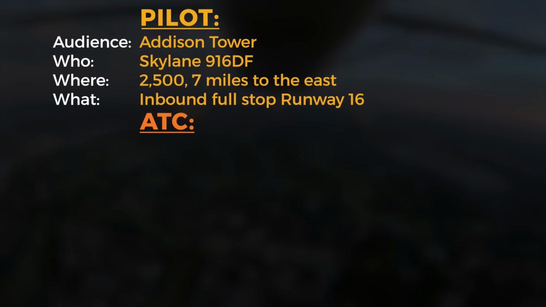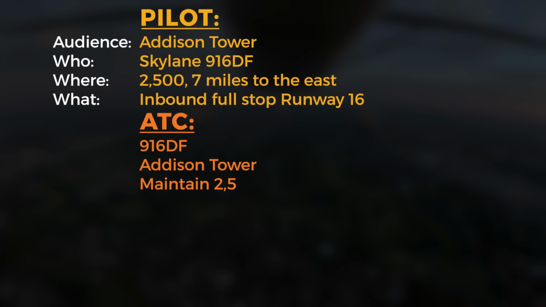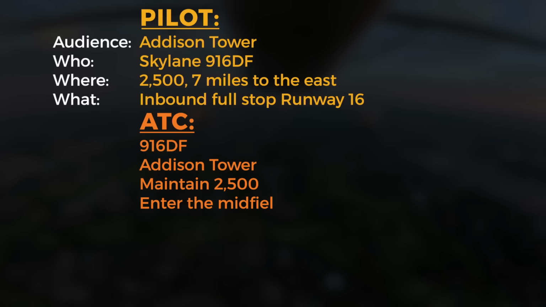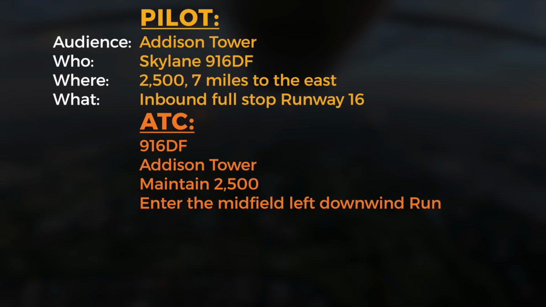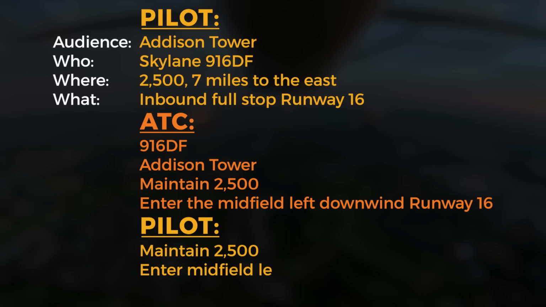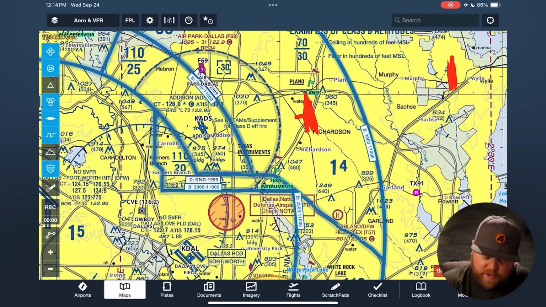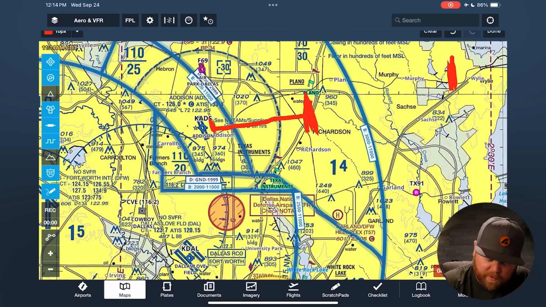So they'll get back to you and they'll say, "916 Delta Foxtrot, Addison Tower, maintain 2,500, enter the midfield left downwind, runway 16." And you would reply, "Maintain 2,500, enter midfield left downwind, runway 16, 916 Delta Foxtrot." So now we have our instructions. We're going here to enter a midfield left downwind.